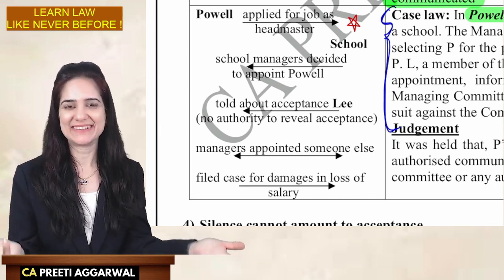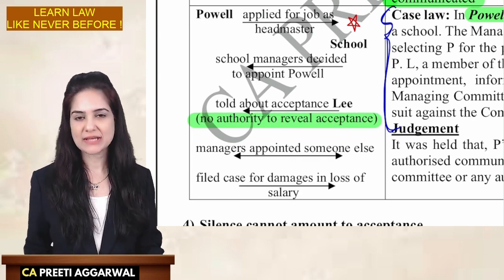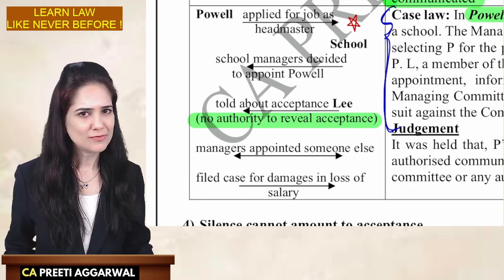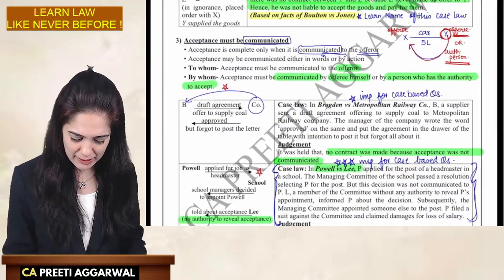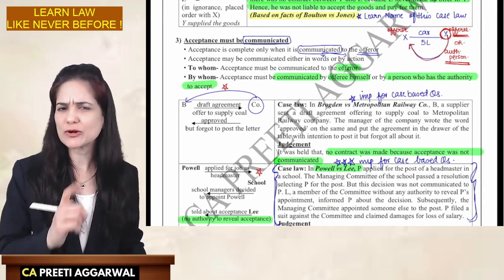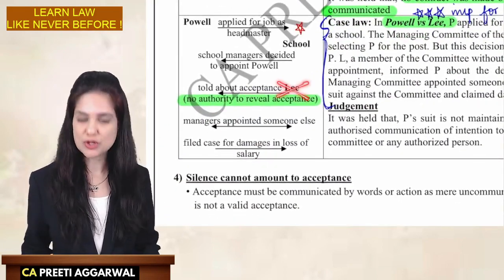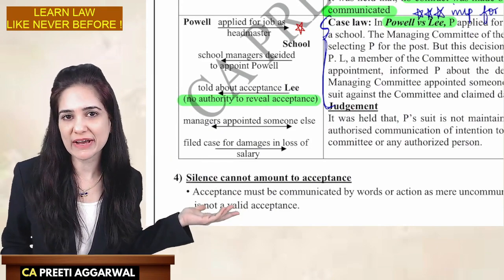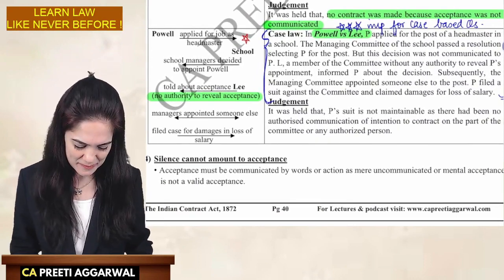Answer is very clear. Mr. Lee did not have any authority to accept. Will that acceptance be valid? No. Acceptance must be communicated either by the offeree or authorized person. Is he an authorized person? No. Because this person is not authorized, his acceptance, which he communicated, is not valid acceptance. So in this case, Mr. Powell actually lost the case.